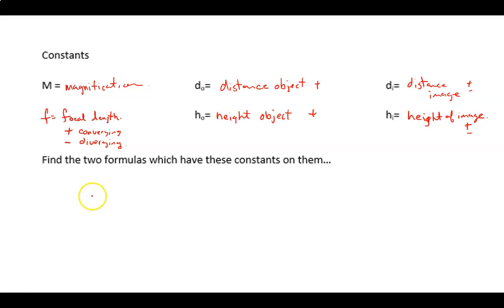There are two formulas on your formula sheet that have this. The first one is M equals HI over HO equals negative DI over DO. And the second one has the focal length in it, which is 1 over F equals 1 over DO plus 1 over DI.